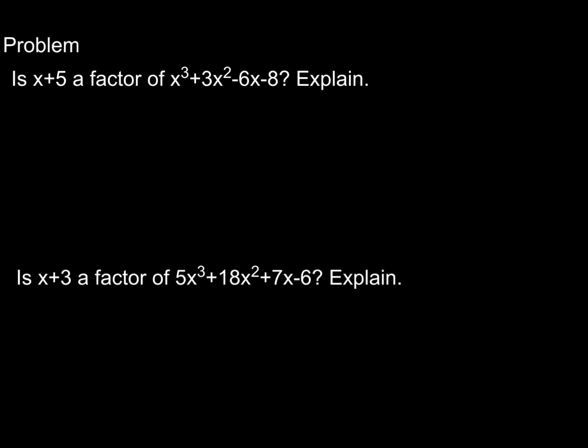All right, so one idea is to actually do the division. So to take x cubed plus 3x squared minus 6x minus 8, and divide it by x plus 5. And if we do that and we find that the remainder is 0, then x plus 5 is a factor. So go ahead and try that and see what you get.